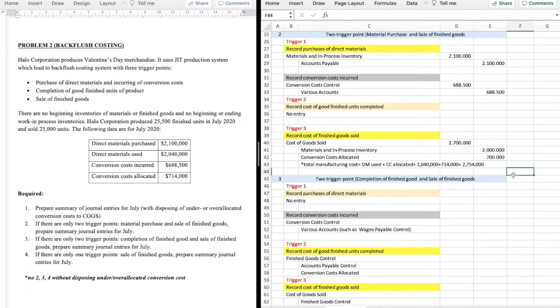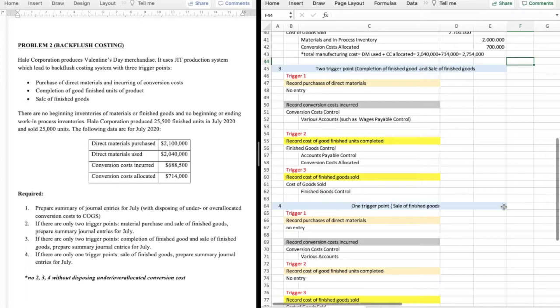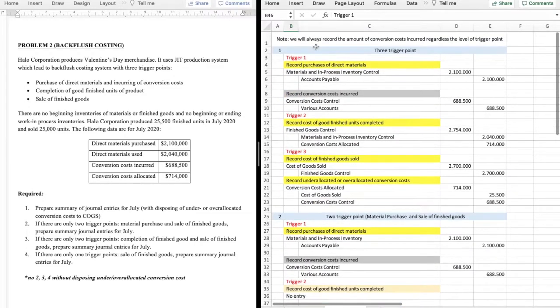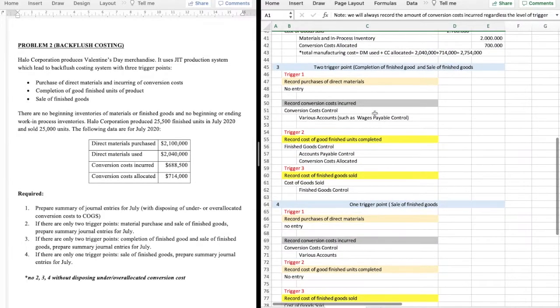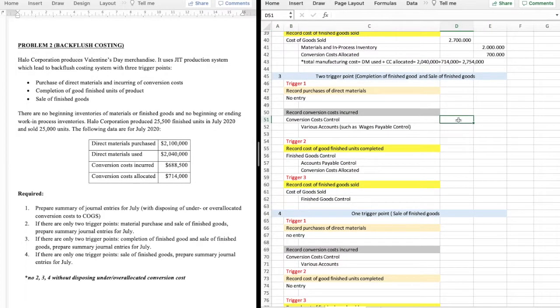And that's it for number 2, and we're going to move to number 3. In number 3, if there are only 2 trigger points, completion of finished goods and sale of finished goods, prepare summary journal entries for July. So we are skipping the first trigger, but remember the notes here, we will always record the amount of conversion cost incurred. That is why in number 3, we're still going to record the conversion cost. Here we have conversion cost control, that is the 688.5, and same for the various accounts.